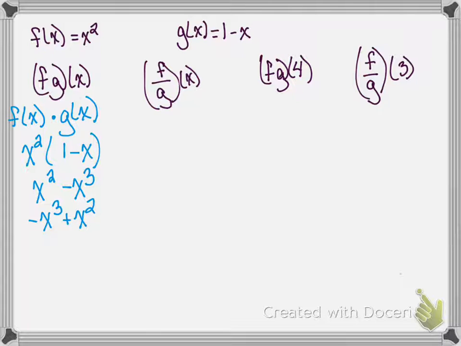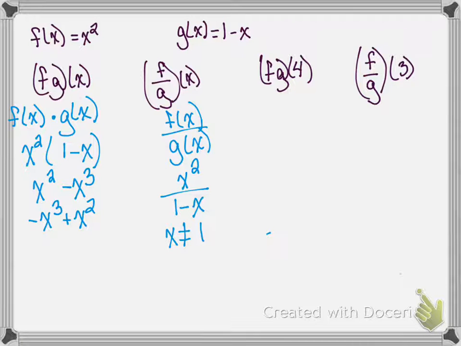F over g of x is f of x over g of x. F of x is x squared. G of x is 1 minus x. Here's where we have to limit our domain. What is it that x cannot be? 1. X cannot be 1. Okay? 1 minus 1 is 0. So x cannot be 1.